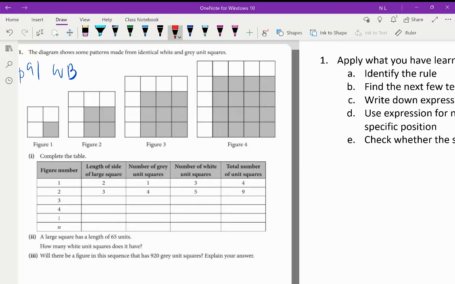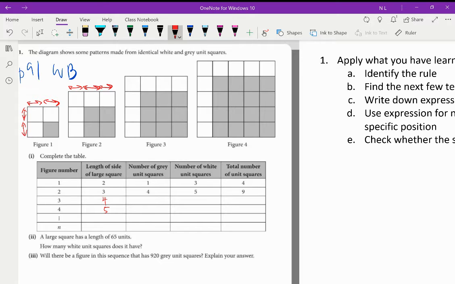the table. They say the length of side of the large square for figure 1 is 2, so it means I have 2 squares. So I write 2. For figure 2, I have 3 squares, so I write 3. For figure 3, it will be 4, because I got 4 squares. And figure 4 will be 5.